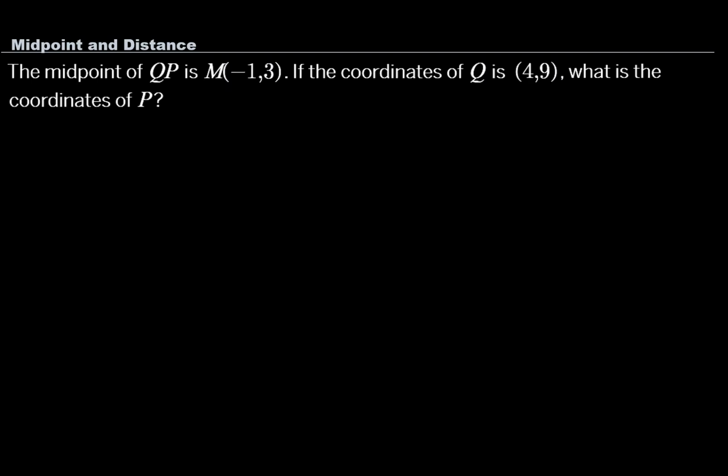So the midpoint of QP is M being at (-1, 3). If the coordinate of Q is at (4, 9), what is the coordinate of P? So like with all the questions, we don't have a diagram, so we need to draw one. We know we're dealing with midpoints, so that means that this must be a line or a segment. So the best thing we can do is start by drawing out a segment. And so on this segment, it doesn't matter how it looks, it doesn't have to go a certain direction or anything. The goal is just to get something that you can work with.